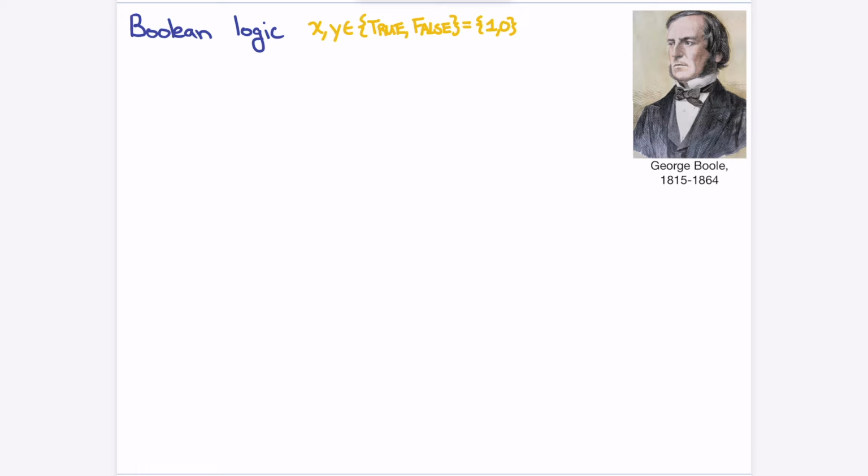So I think as you all know, we have some basic operations like x and y, right? True and true is true. True and false is false. We have an OR. True or false is true. False or false is false. True or true is true. And we have some negation. True becomes false, false becomes true. Okay.